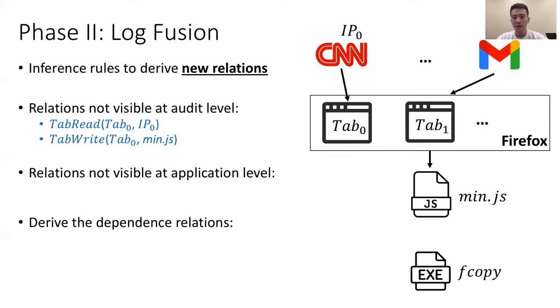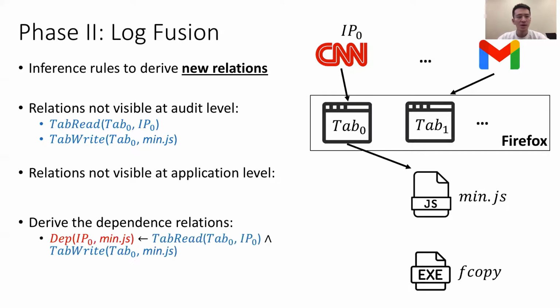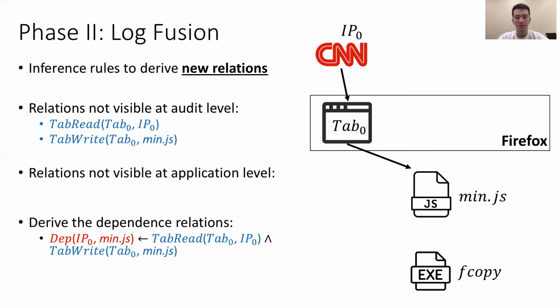Similarly, tab write tab 0 min.js. From this relation, we can link the file min.js directly to tab 0. And with these two relations, tab read and tab write, we can derive the dependence relationship within the same tab. Dependence IP0 min.js means output file min.js depends on input IP0. In this way, we can remove the false dependence from min.js to IP1.